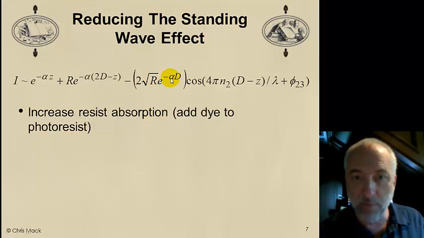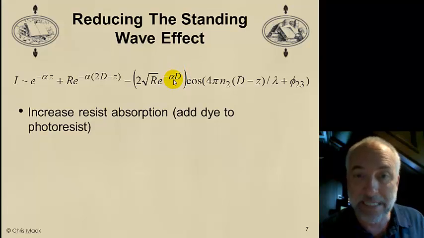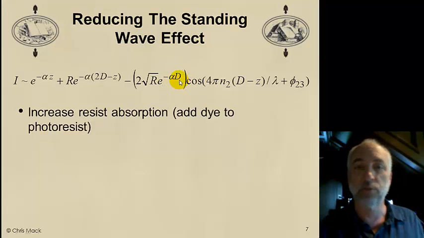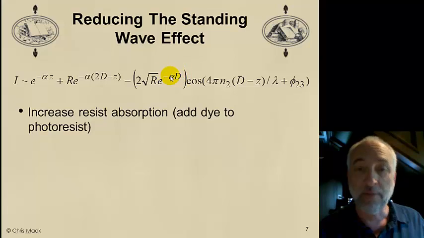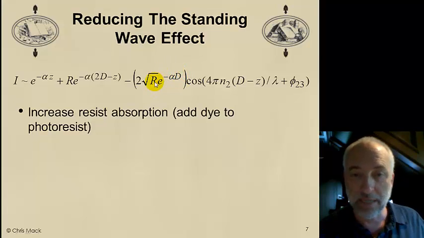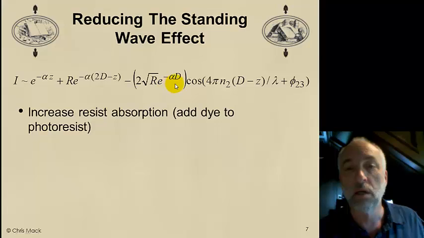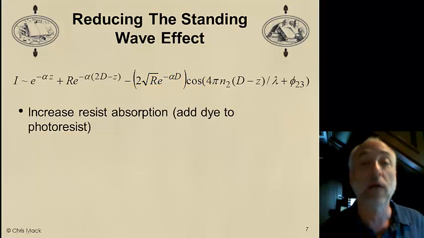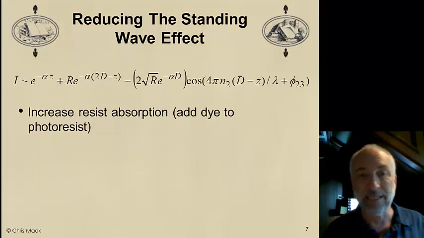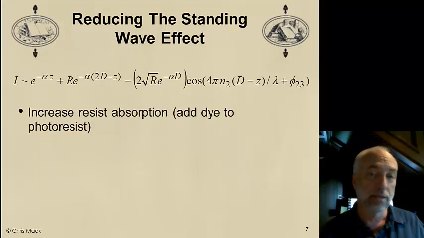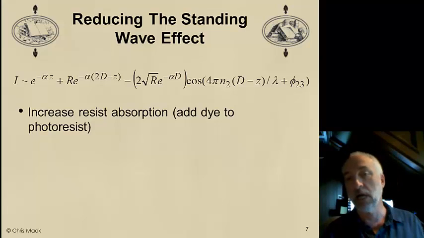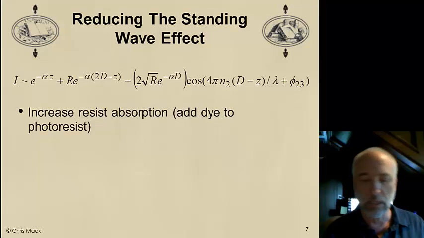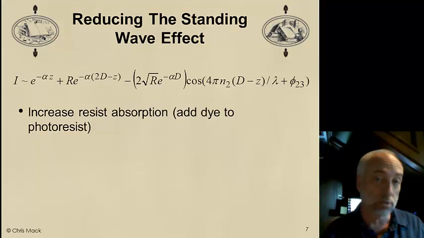What if I made alpha bigger, or in particular, alpha times d bigger? Alpha, the absorption coefficient, d, the thickness of the resist. If I make that term bigger, then e to the minus alpha d gets smaller. And if this gets smaller, the amplitude of the standing wave gets smaller. I generally do that by adding a dye into the photoresist, an absorbing dye that increases alpha. And this is reasonably commonly done, especially in older technologies. We would frequently add dye to our photoresist to reduce the standing waves.